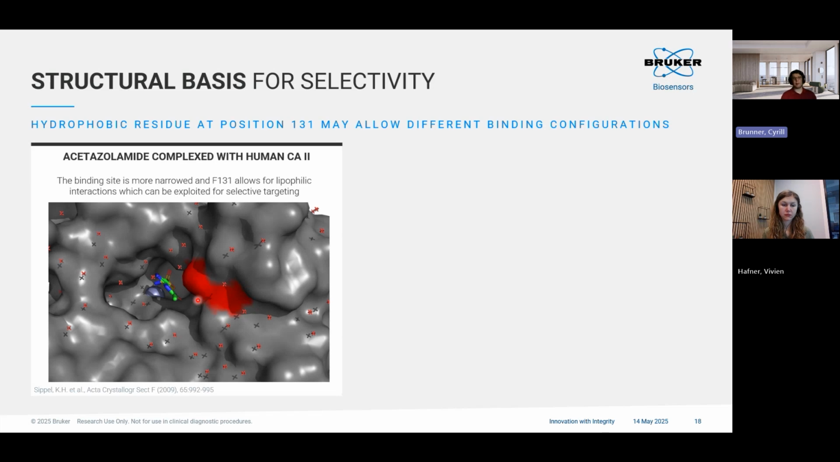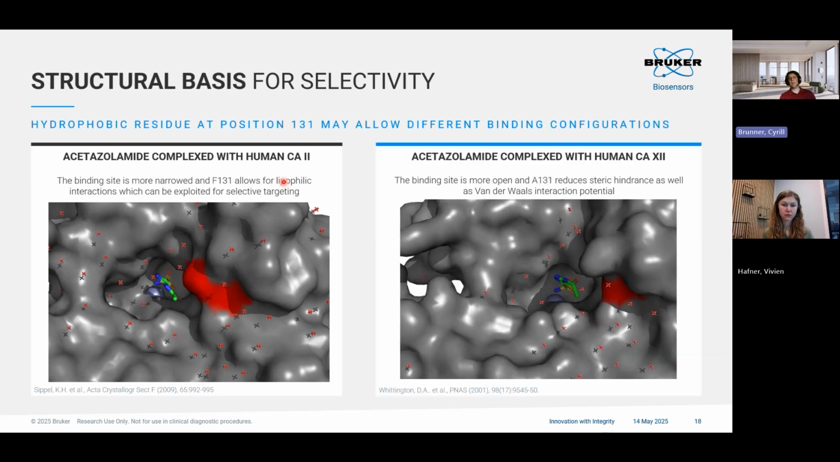This is position 131. In carbonic anhydrase 2, that's a phenylalanine. In carbonic anhydrase 12, that's a normal alanine. So you have a different bulkiness, you have a different hydrophobic element that comes into play, meaning the way the compound is binding to the protein has a different interaction space and wiggle room, in steric terms speaking, between the two proteins. And that can explain why there is also a difference in the way the activation energies are composed, so out of entropy and enthalpy separately.